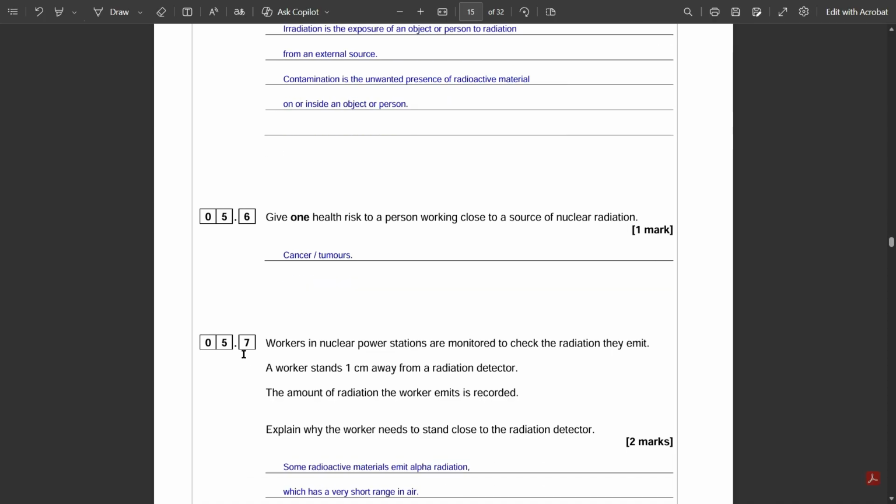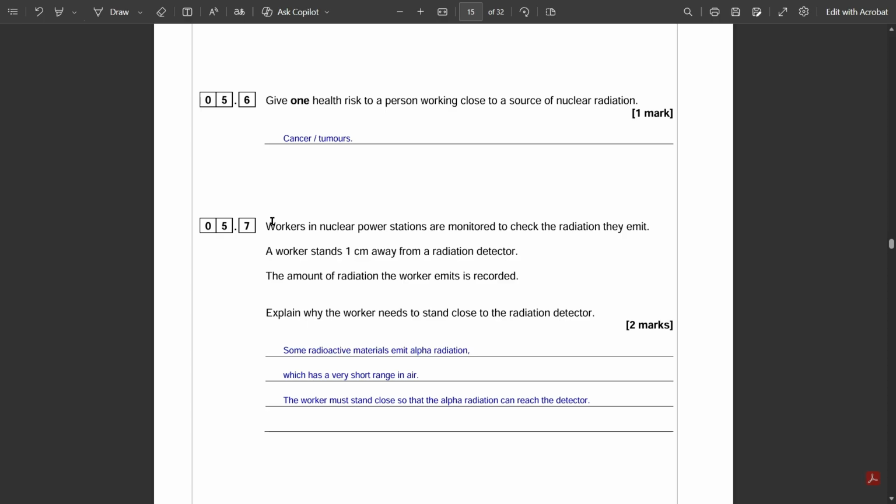But yeah. And then for 5.7, workers in nuclear power stations are monitored to check the radiation they emit. A worker stands 1 centimeter away from a radiation detector. The amount of radiation the worker emits is recorded. Explain why the worker needs to stand close to the radiation detector. Well, some radioactive materials emit alpha radiation, which has a very short range in air. So the worker must stand close so that the alpha radiation can reach the detector. Because if they were standing greater than 5 centimeters away, the alpha radiation wouldn't reach the detector, so it wouldn't be measured.